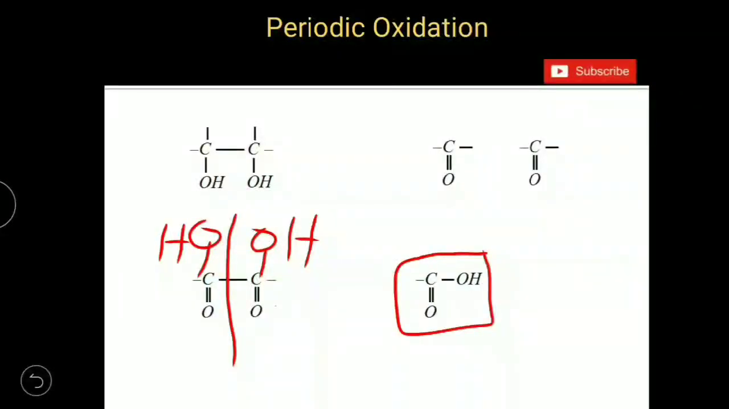And the remaining part, what do you have? C double bond O OH. So you got another carboxylic acid. It means when a compound containing two carbonyl groups adjacent to each other is oxidized by periodic acid, you will get a mixture of carboxylic acids.